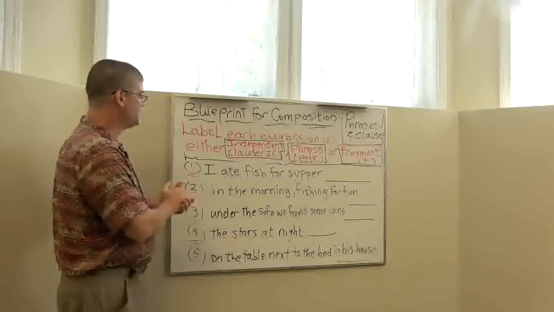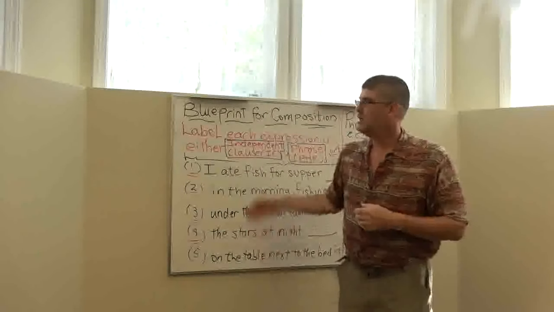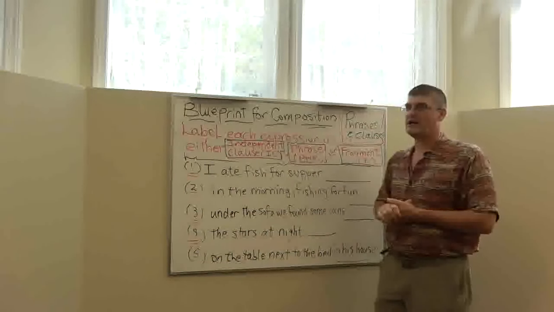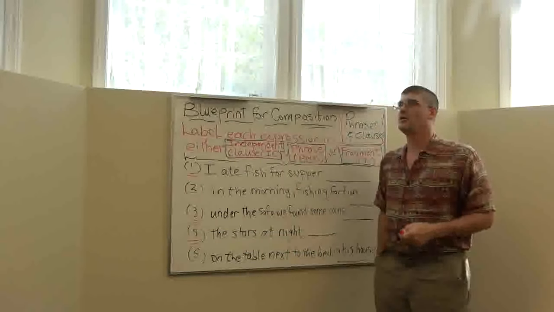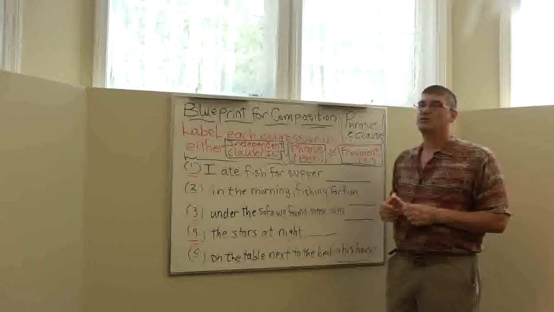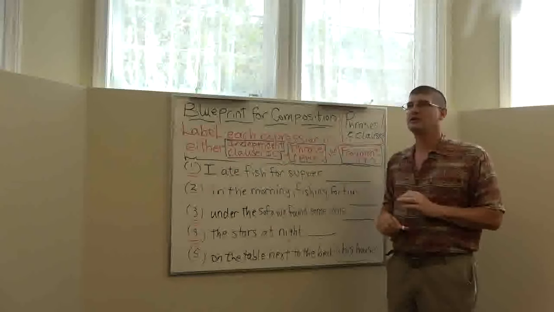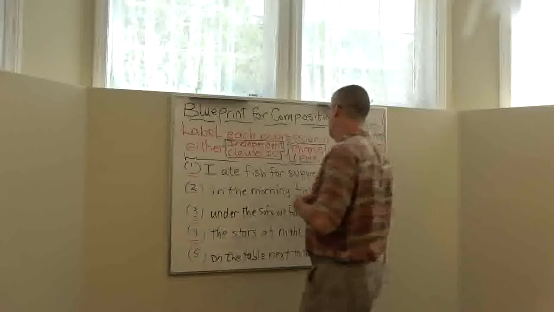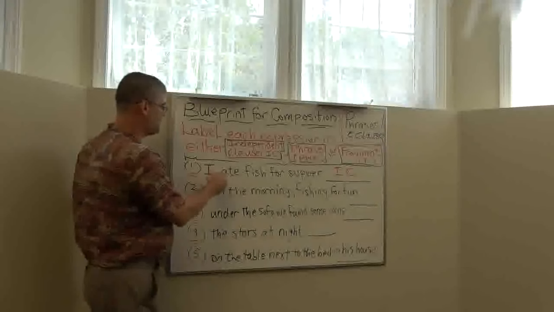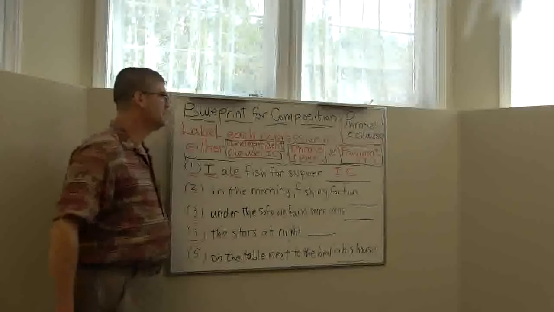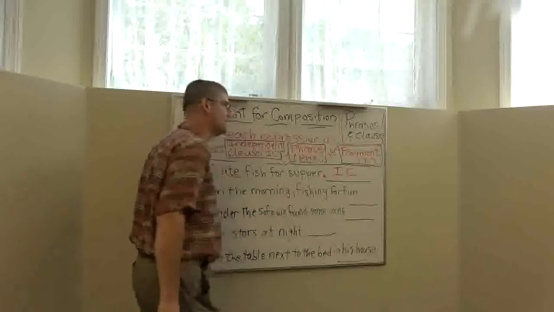In the first example, it says, I ate fish for supper. Is it an independent clause, is it a phrase, or is it a fragment? I ate fish for supper. I will give you a few moments to think about that, and then we'll reveal what it is. If you think this is an independent clause, you would be right. I will label that I-C. It has a subject, I, it has a verb, ate, and it expresses a complete idea. So I could put a period at the end of this sentence, and it would be a complete sentence.